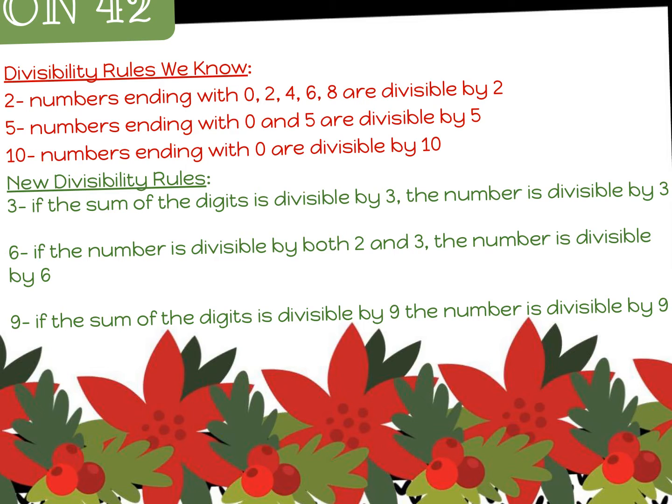So if I gave you a number like 129, if I add up all of those digits, 1 plus 2 plus 9 makes 12. And is 12 divisible by 3? Yeah. So that means 129 is divisible by 3. Okay, do y'all remember that? Yeah. It's been a while.